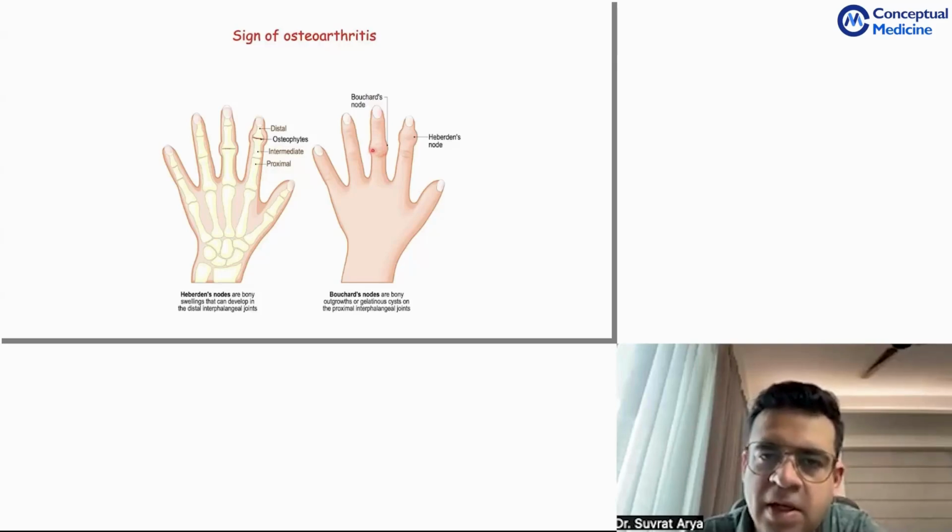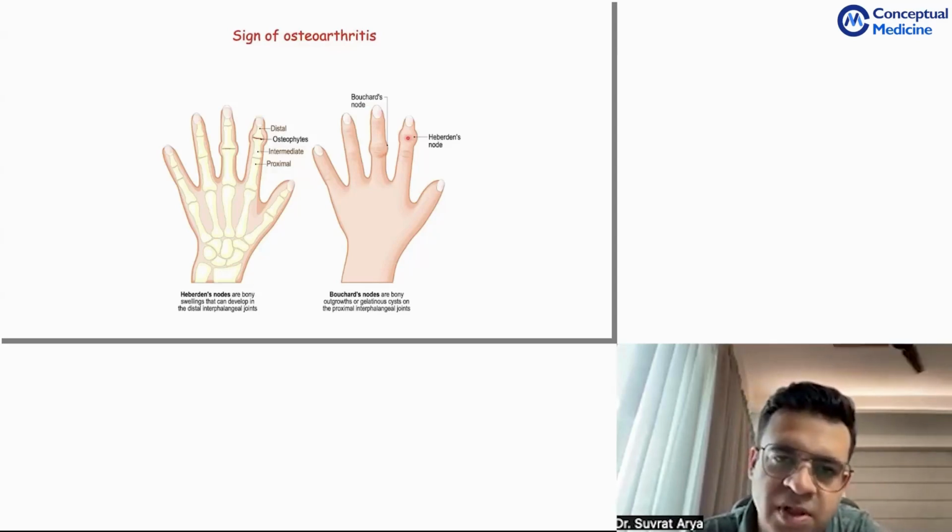So why is it so important? Because some elderly healthy people will have rheumatoid factor in low titer in their blood, and they will have a hand appearance like this. So we don't have to label them as rheumatoid arthritis.